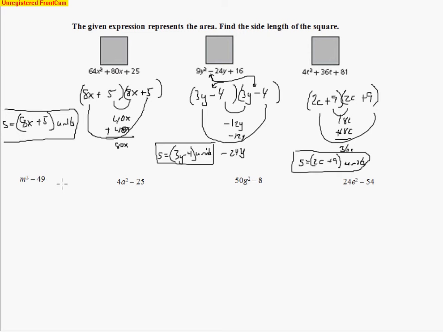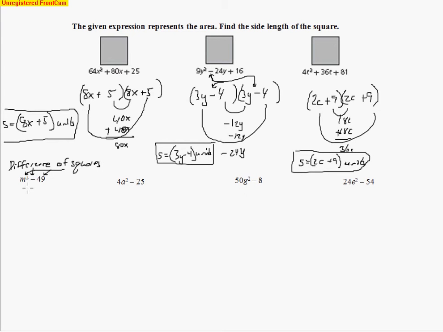Let's take a look at another type. This is called a difference of squares. We still have perfect squares, but now we've got a difference. Difference means the answer to a subtraction problem. So difference of squares is what we see here. The difference is right here, and the perfect squares are m squared and 49.